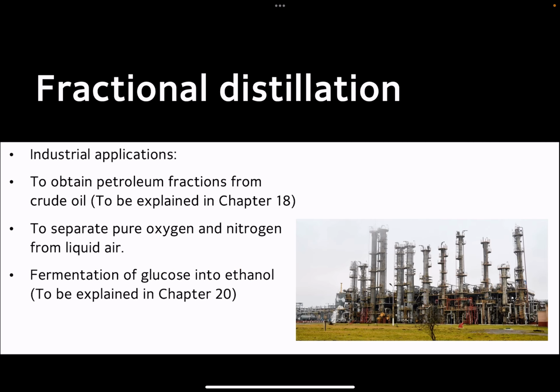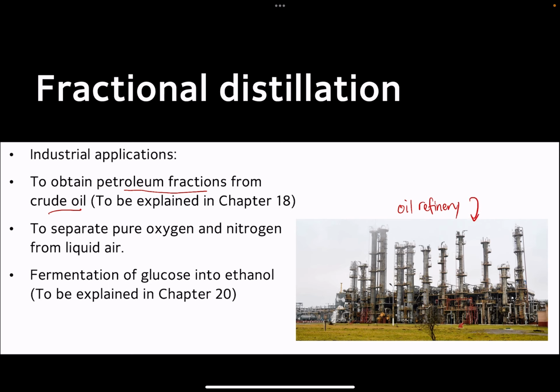Industrial application: fractional distillation is used for many important industrial processes around us. One of the classic ones would be to obtain petroleum fractions from crude oil. Crude oil is the oil that you hear on the news: oil prices are rising, and oil is found in this country. That's crude oil. This crude oil is sent to a place called an oil refinery.